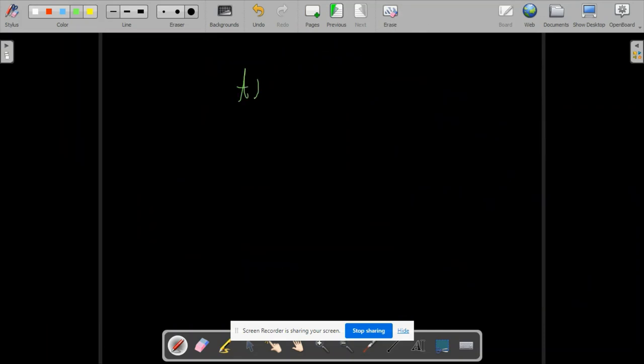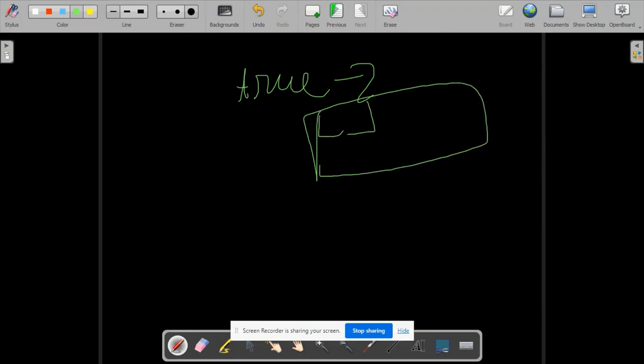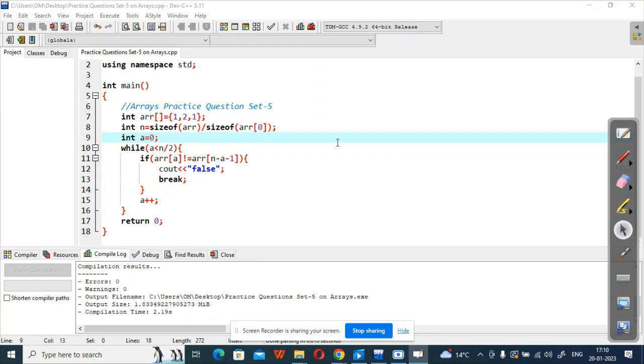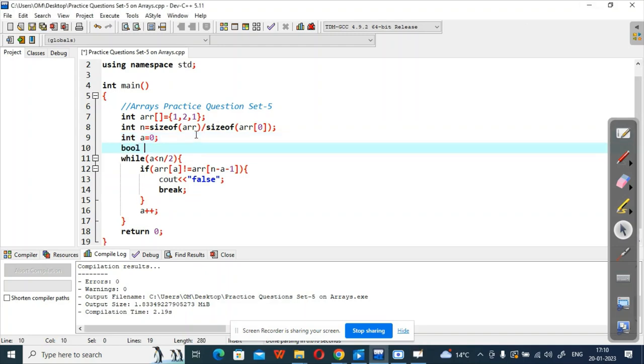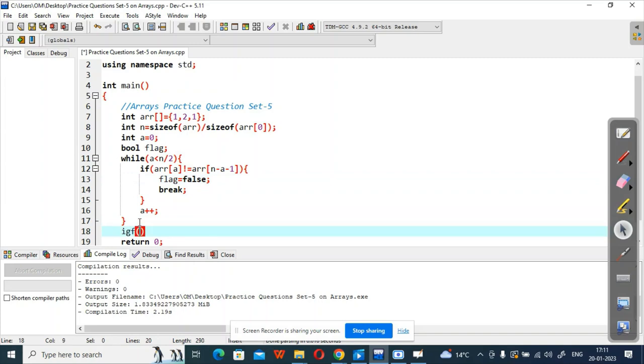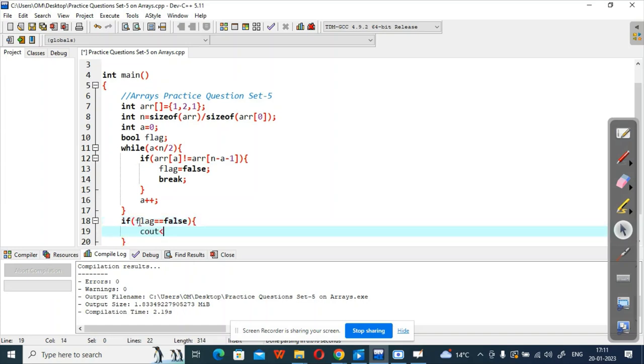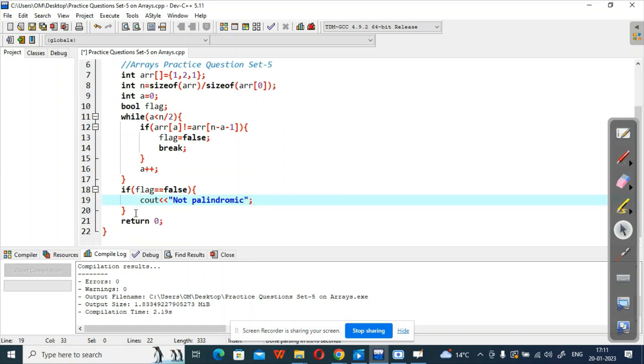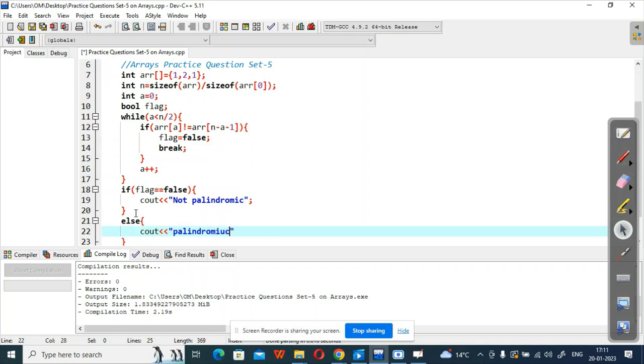Now you will say we have to print true when it is a palindrome, but the output is showing nothing. Okay, now you can change it something like this. In your code, you can maintain a boolean flag value. When you find a false, you can store this false in the flag and then break. Then at the end, check: if the flag is false, it means it is not palindromic, so you print not palindromic. Else, if the flag is true, cout palindromic. Palindromic, right?